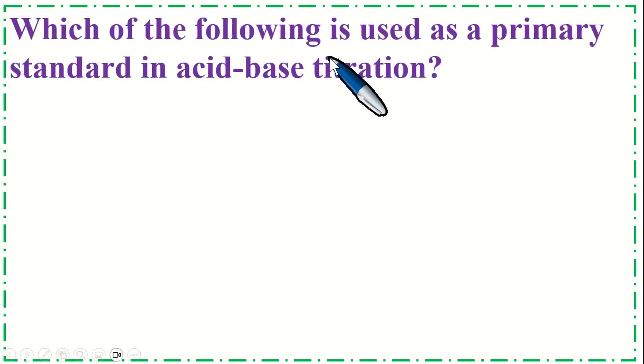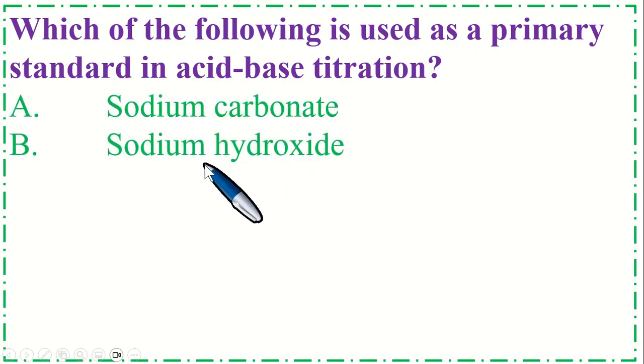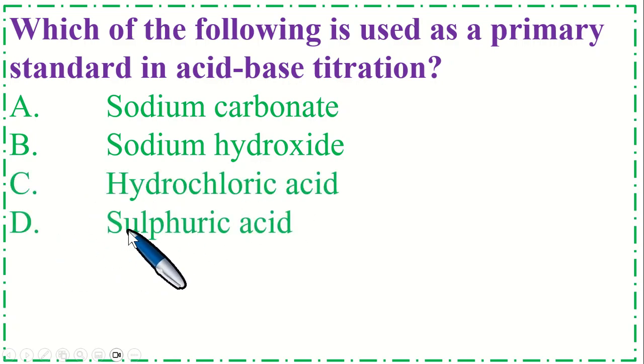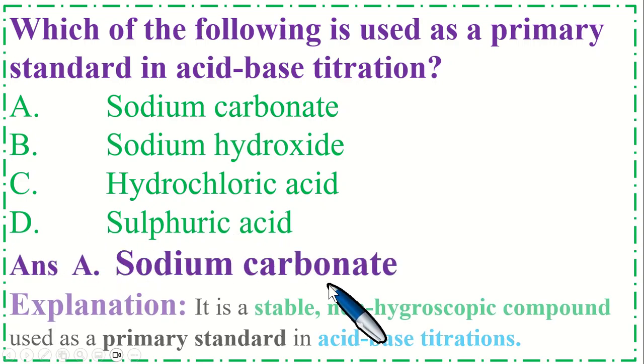Which of the following is used as a primary standard in acid-base titration? Option A, sodium carbonate. Option B, sodium hydroxide. Option C, hydrochloric acid. And option D, sulfuric acid. So the correct option is A, sodium carbonate.